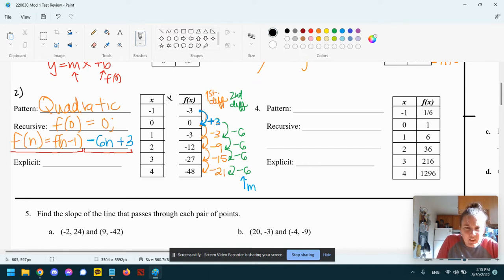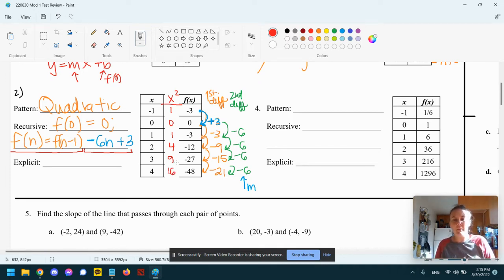And I added in an x squared column right here. I know that my quadratic is going to involve x squared. So that's what the equation for quadratics involve. So I can find x squared for all of these. And now I can kind of pattern match. Now this is the creative part.